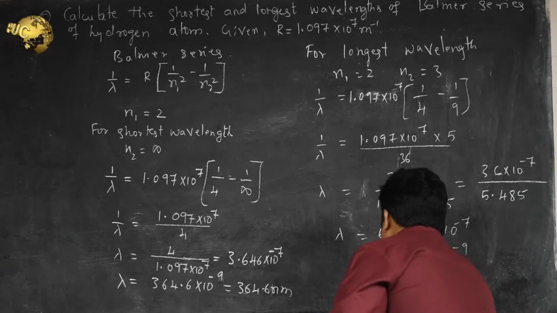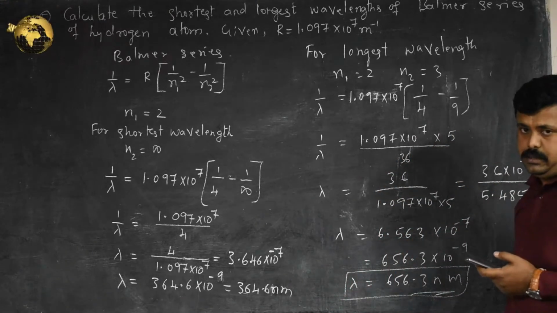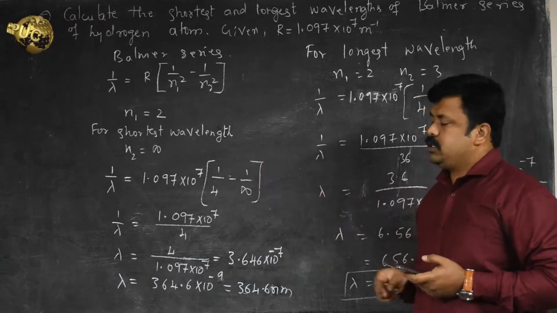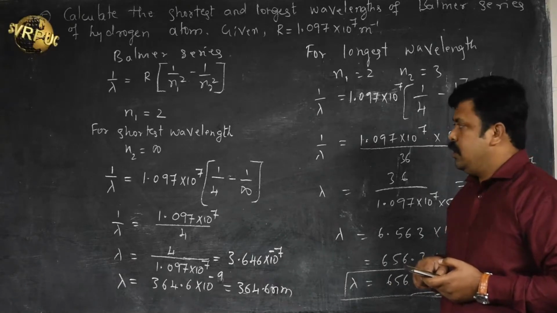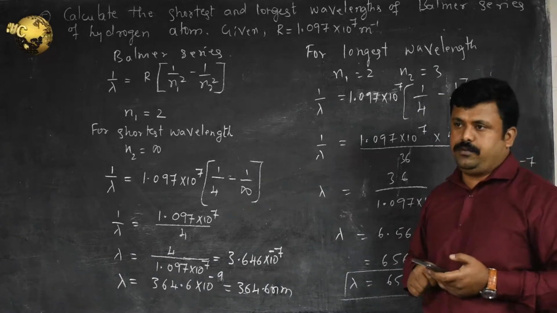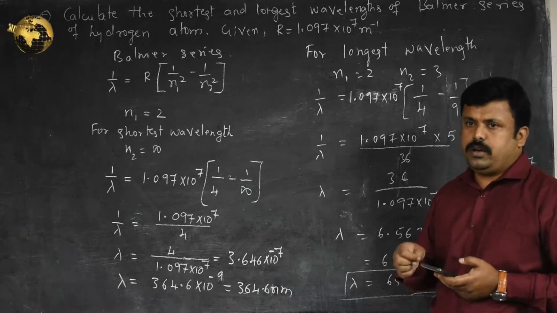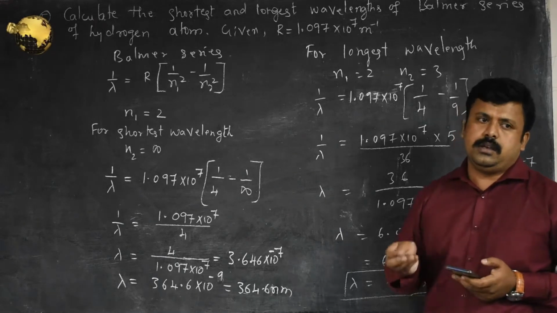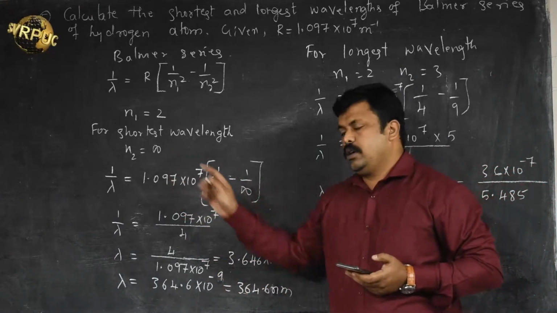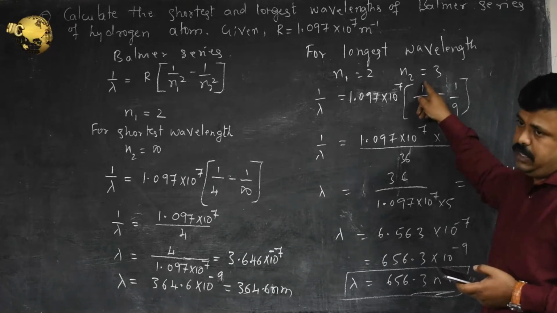656.3 nanometer. This is the longest wavelength of the Balmer series of hydrogen atom. So remember, for the shortest wavelength we should use n2 as infinity, not only for the Balmer series. If it is the shortest wavelength for any of the spectral series like Lyman, Paschen, Pfund, Brackett, n2 becomes infinity. The longest wavelength will be the very next number.